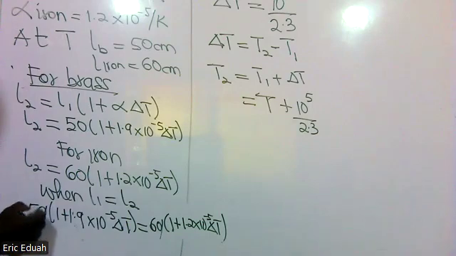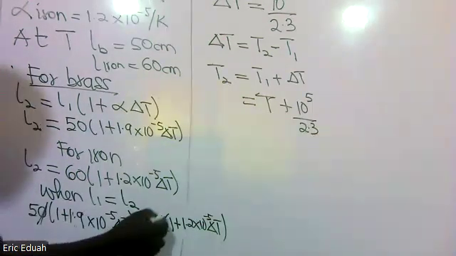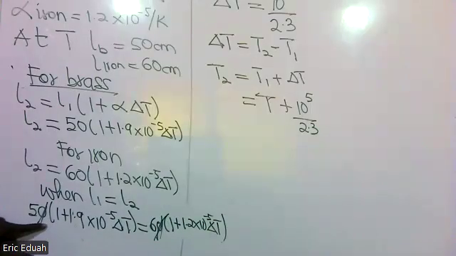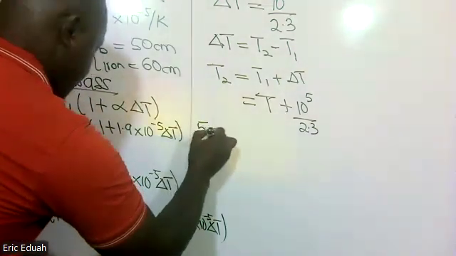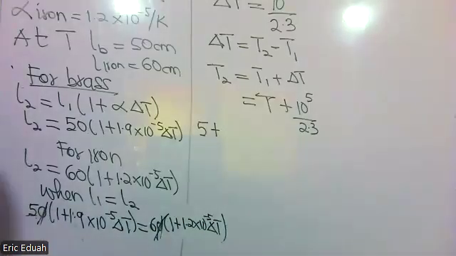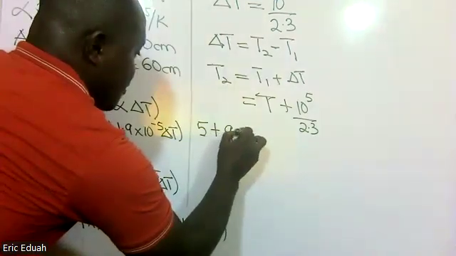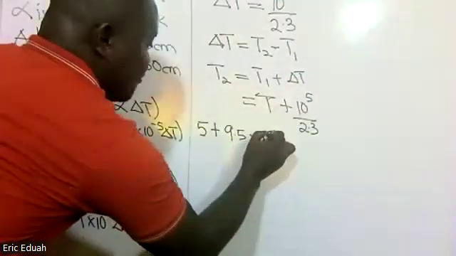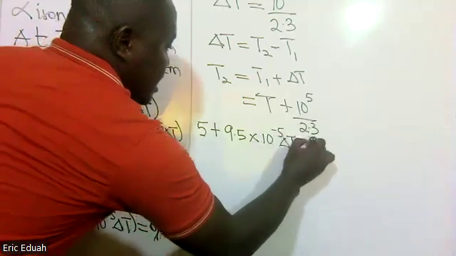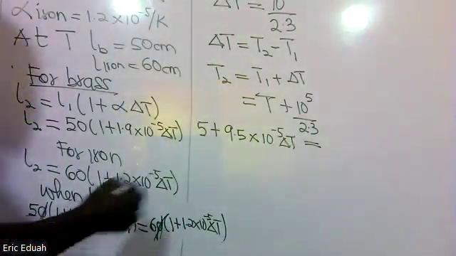So we can reduce by canceling out the zero in 50 and 60. Let's multiply through by 5. So 5 plus 5 times 1.9. What is 5 times 1.9? This is 9.5. So we have 9.5 times 10 to the power negative 5 delta t, equal to, then we come to the right hand side.